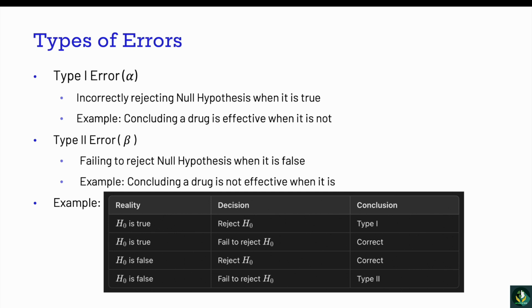Null hypothesis is false, and we are rejecting the null hypothesis, which is correct. And finally, null hypothesis is false, but we fail to reject the null hypothesis. That's a type 2 error, where, as I mentioned in the example, we conclude a drug is not effective when it is actually effective.